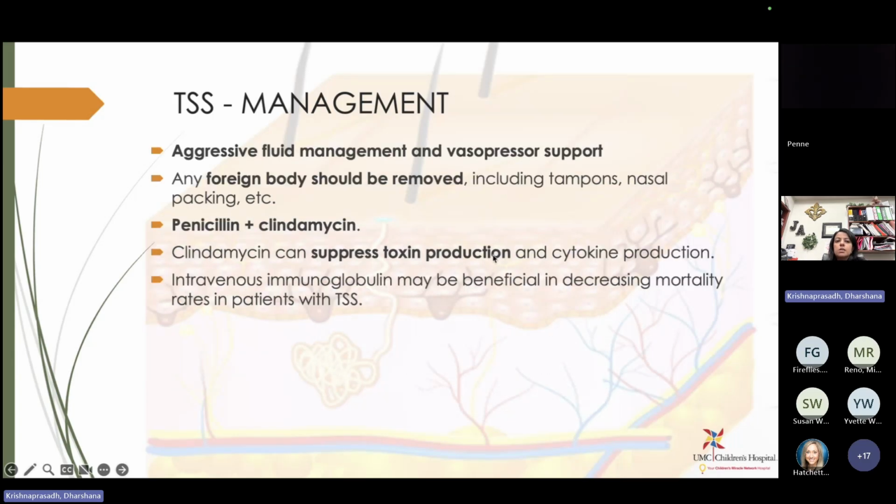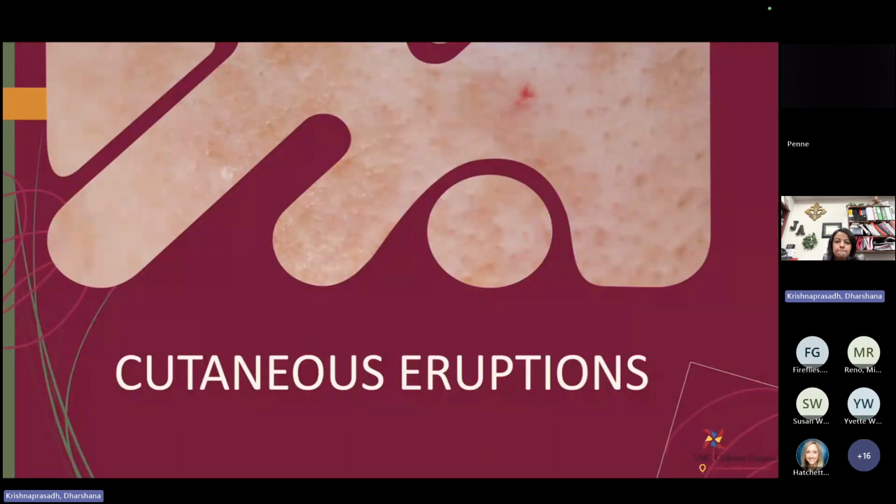So the management is fluid management, pressure support if your patient is hypotensive, and any foreign body, including tampons and nasal packing, anything that could be the source of infection, should be removed. Penicillin plus clindamycin usually takes care of this situation. Sometimes in very severe toxic shock syndrome cases, IVIG may be beneficial in reducing mortality.